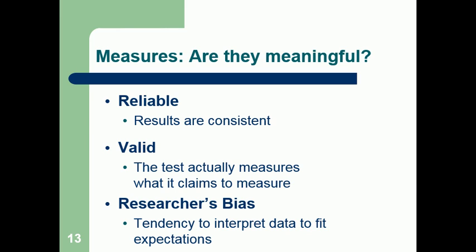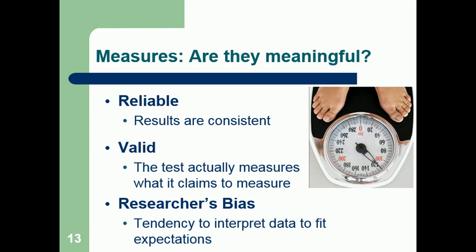So let me give you an example with weight. Say you get on a scale and you step on the scale 5 different times and get 5 different measurements. And each time it says that you weigh 15 pounds. In this example it's reliable, it's consistent, but I'm fairly certain that nobody weighs 15 pounds, so it's not a valid measure.